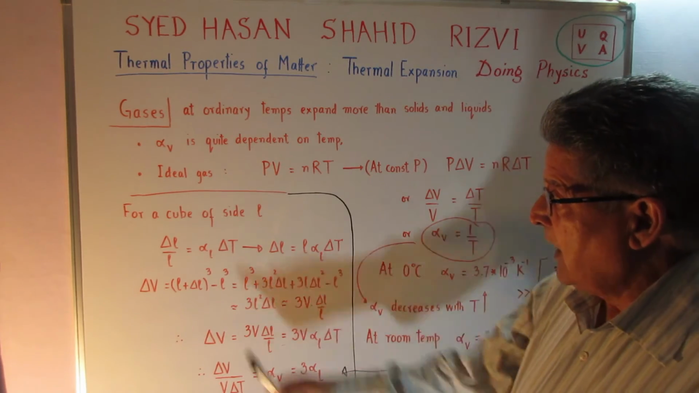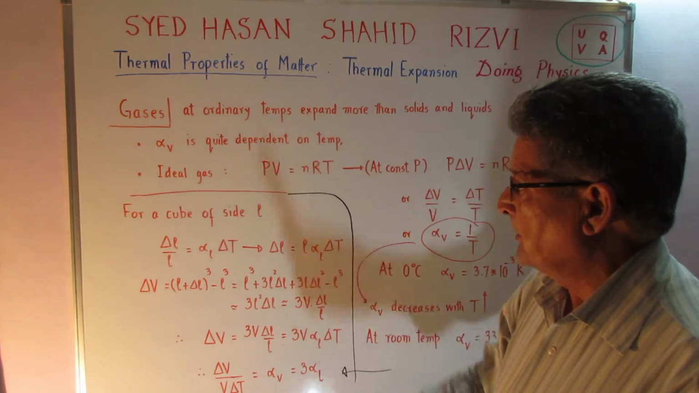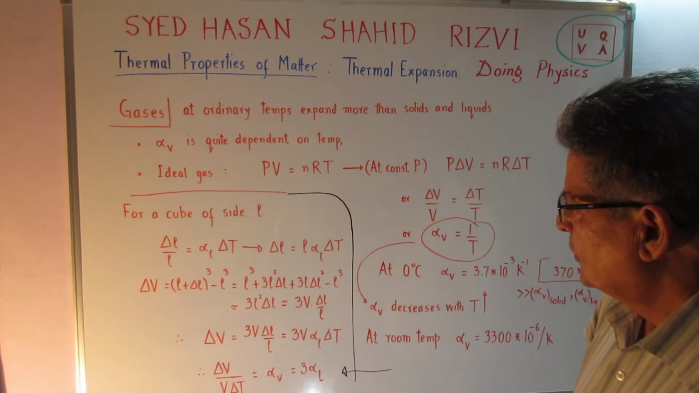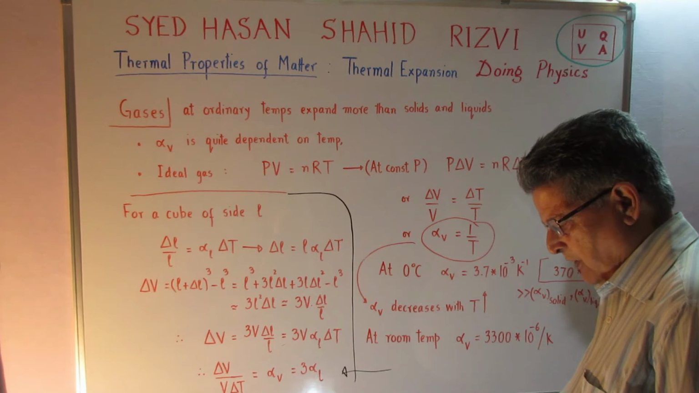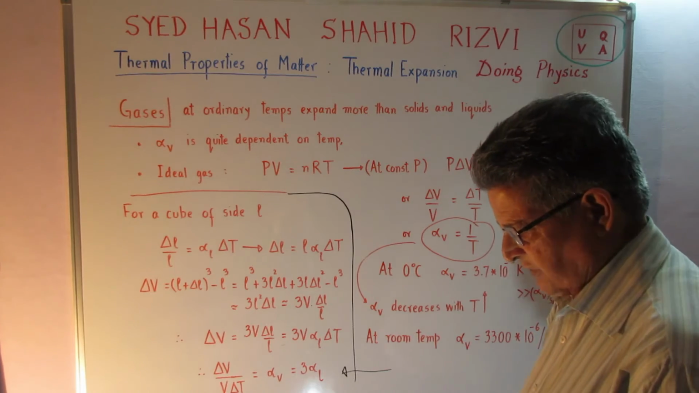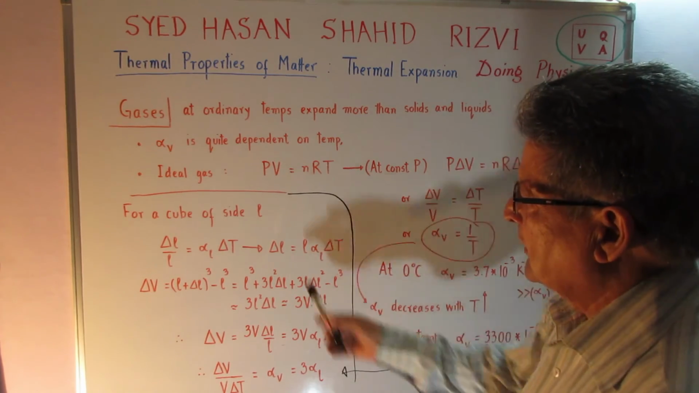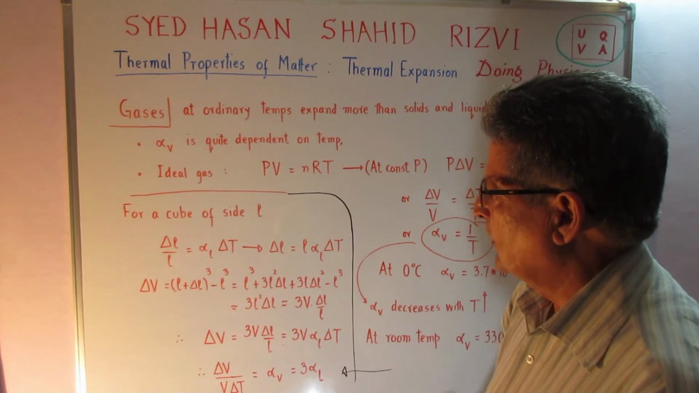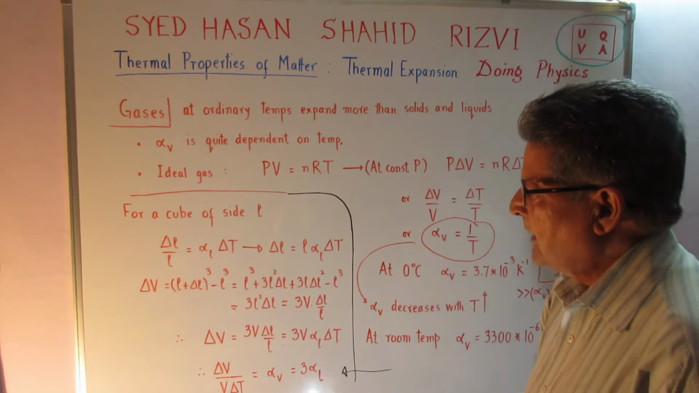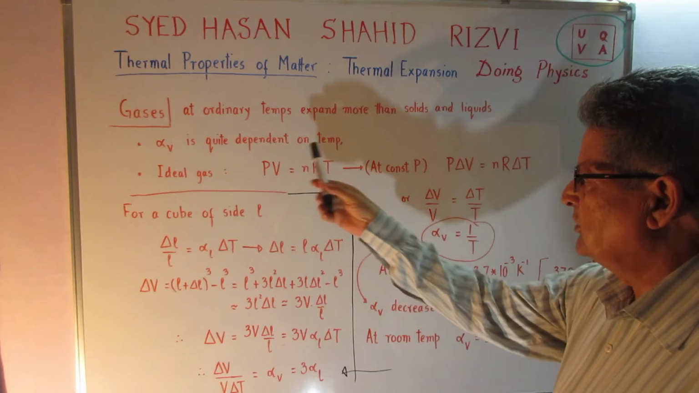And also alpha V is quite dependent on temperature. So we can go back to the case of low density gases, which we call the ideal gases, the special gases where the gas equation is PV equals nRT.